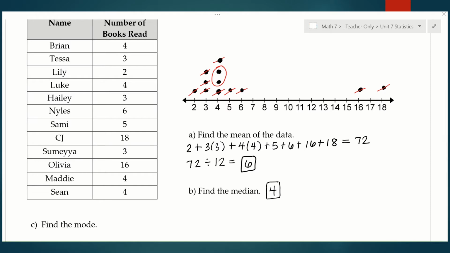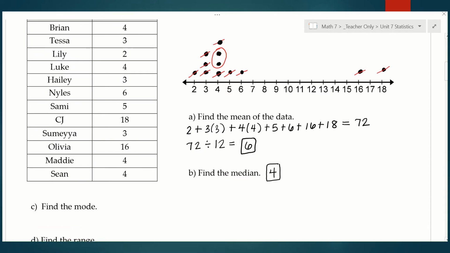Okay, to find the mode, we are looking for which data value appears the most often. So this is pretty easy to see because the dot plot is a great visual of which number appears the most often. So we can see that 4 has the most dots on our dot plot, and so that means that is the mode.